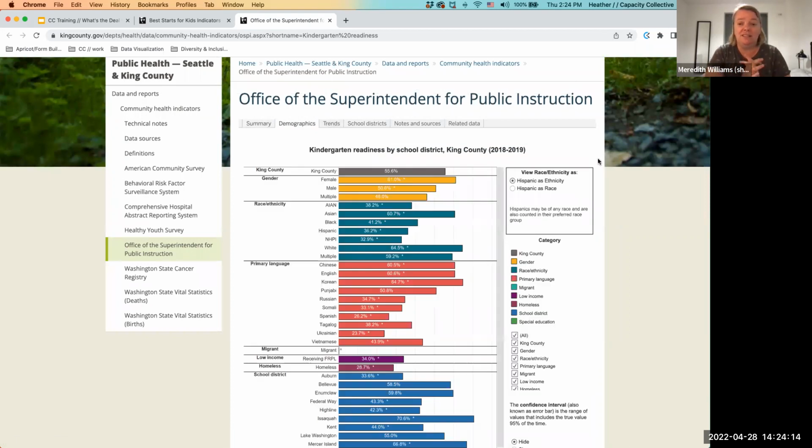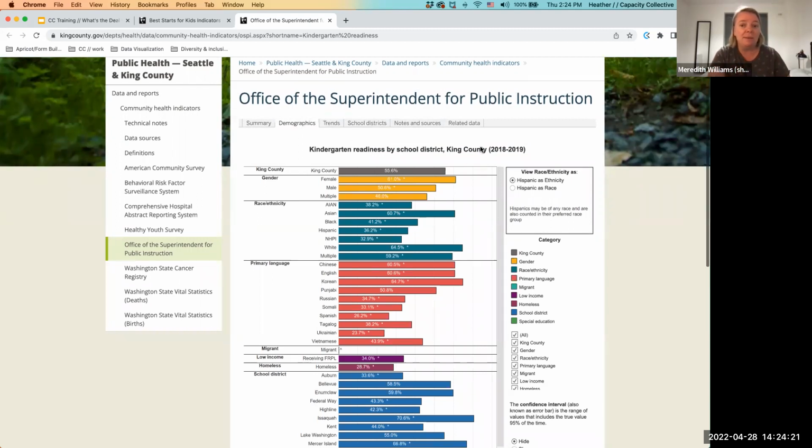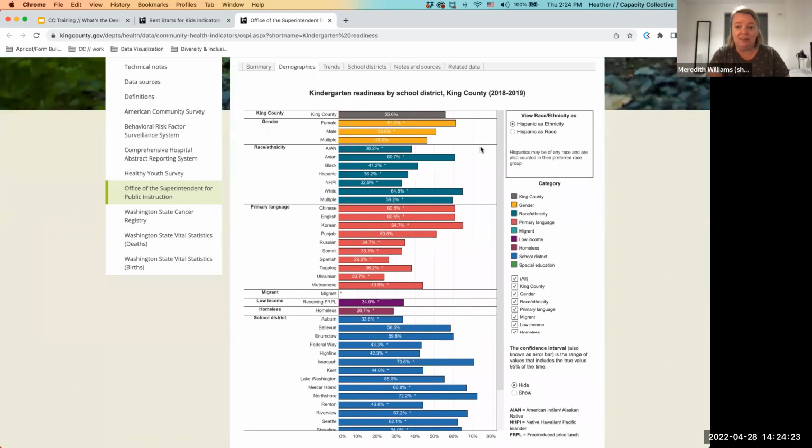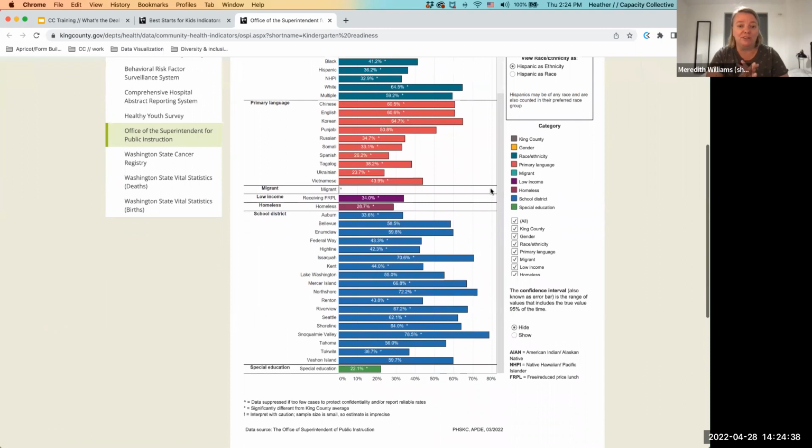How's kindergarten readiness going? And then you can go to this demographics tab, and it goes from being an interactive map to this bar chart, right? And it breaks up kindergarten readiness by various demographic groups. So then ideally, we in King County should be able to look and see, are we really leveling the playing field? It's all in there available for us to look.